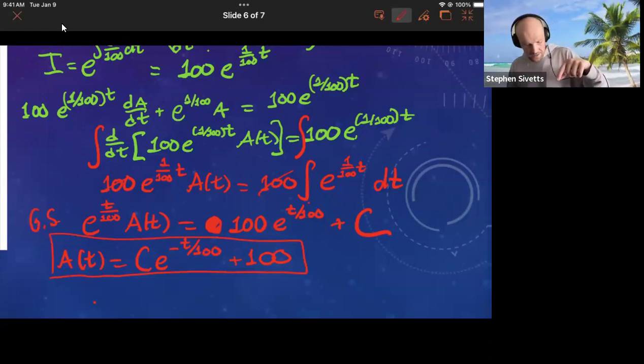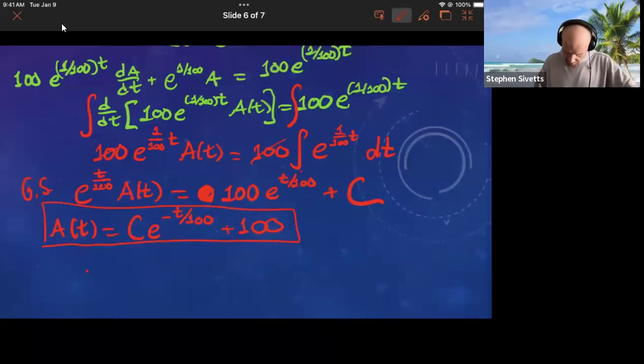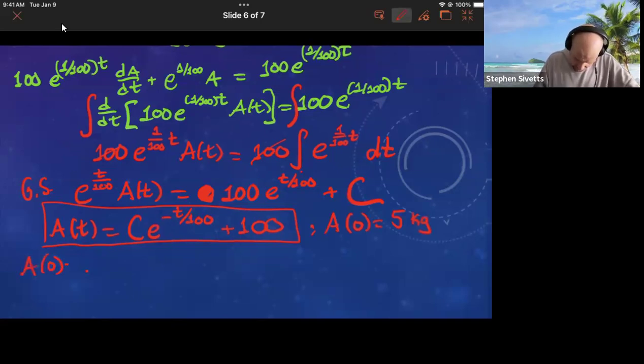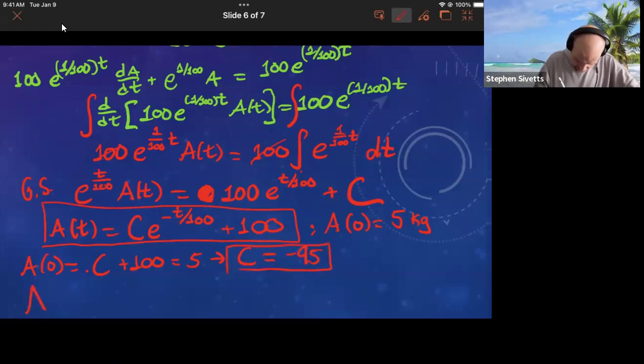Okay, so we know that the initial condition was when t equals 0, its initial weight for the salt is 5 kilograms, right? And so when t is 0, that's C plus 100 equals 5, which leads us to conclude that C is equal to minus 95, right? And so A of t should equal minus 95 e to the minus t over 100 plus 100.